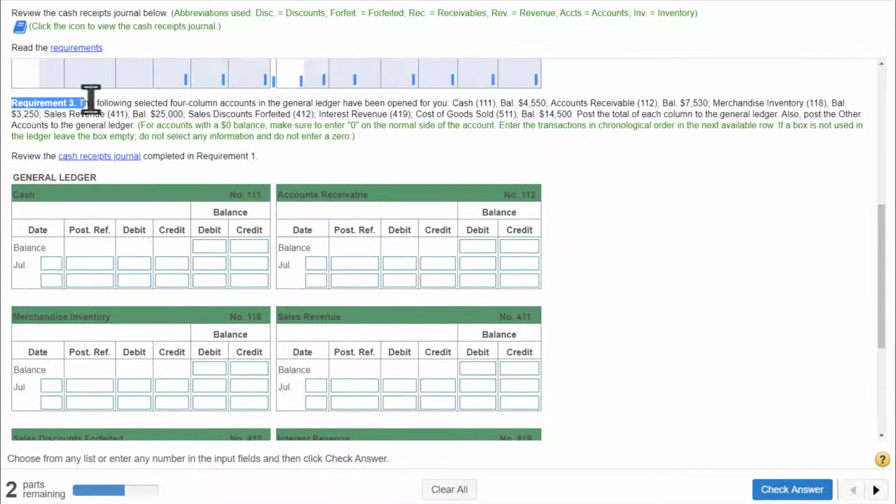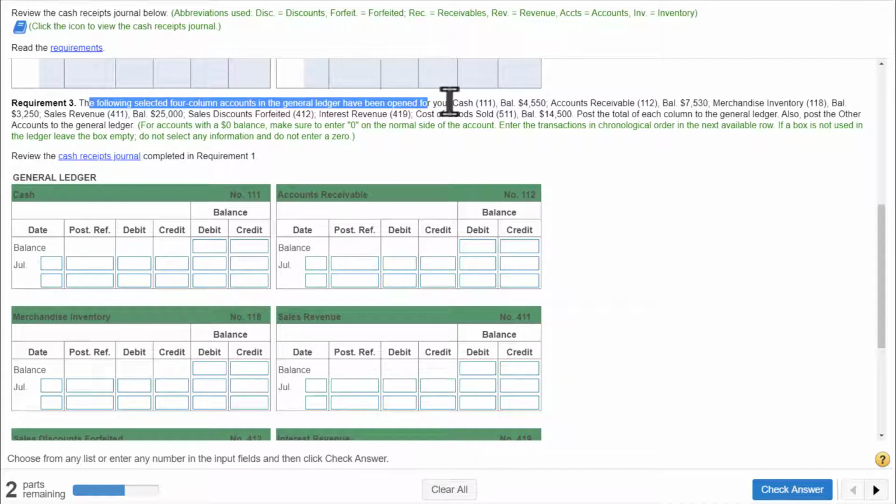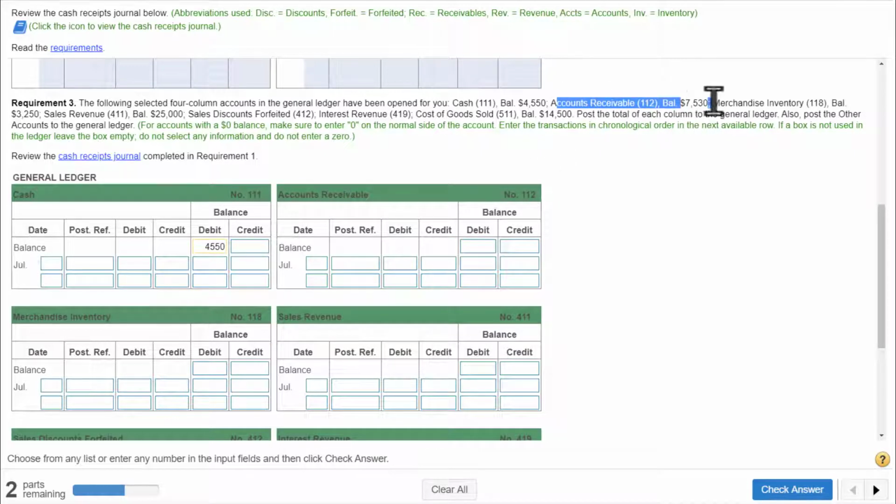Next, the following selected 4-column accounts in the general ledger have been opened for you. So we have to enter our balances. Cash has a balance of $45.50. So we've got to put that $45.50 on the plus side. The plus side of cash is on the left side. AR, we've got a balance of $75.30, 7530.